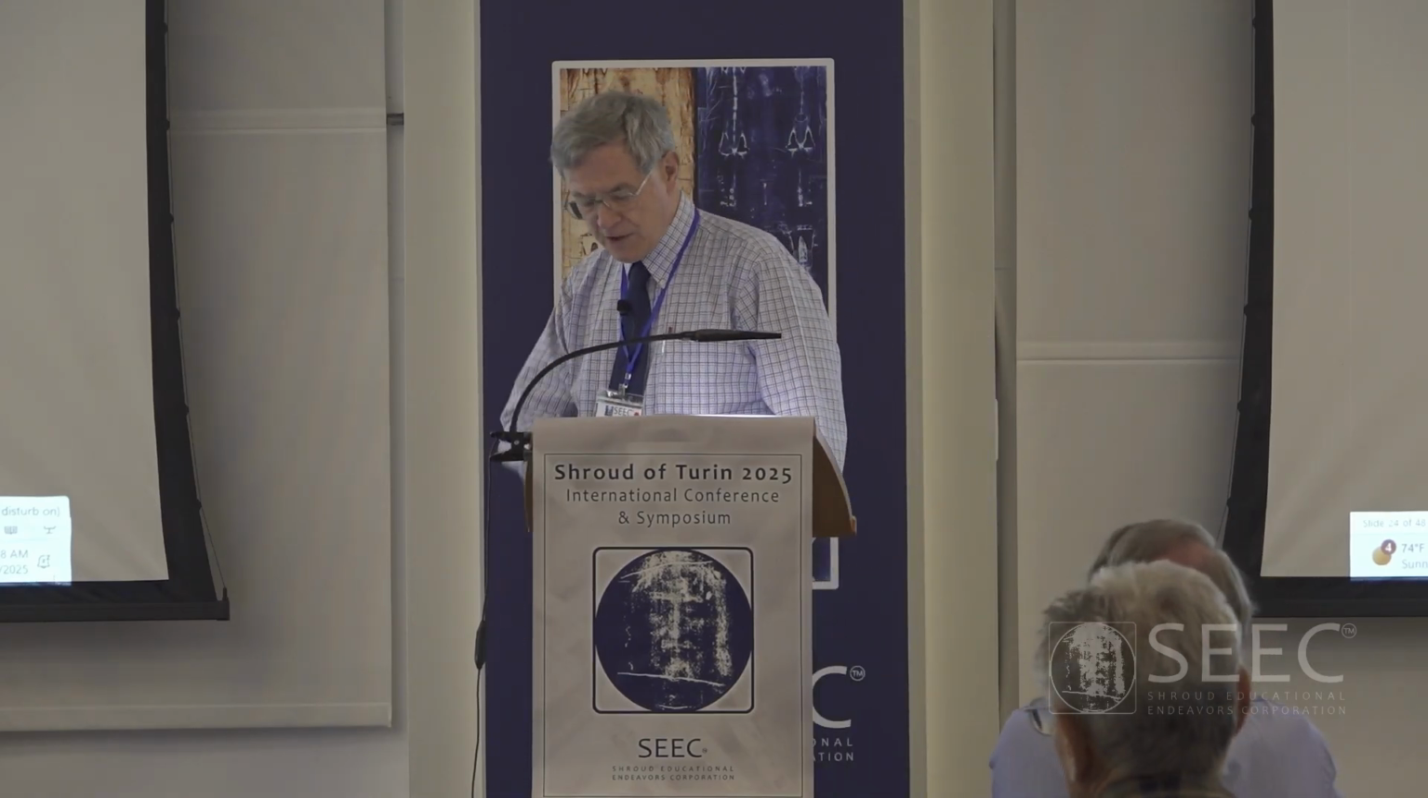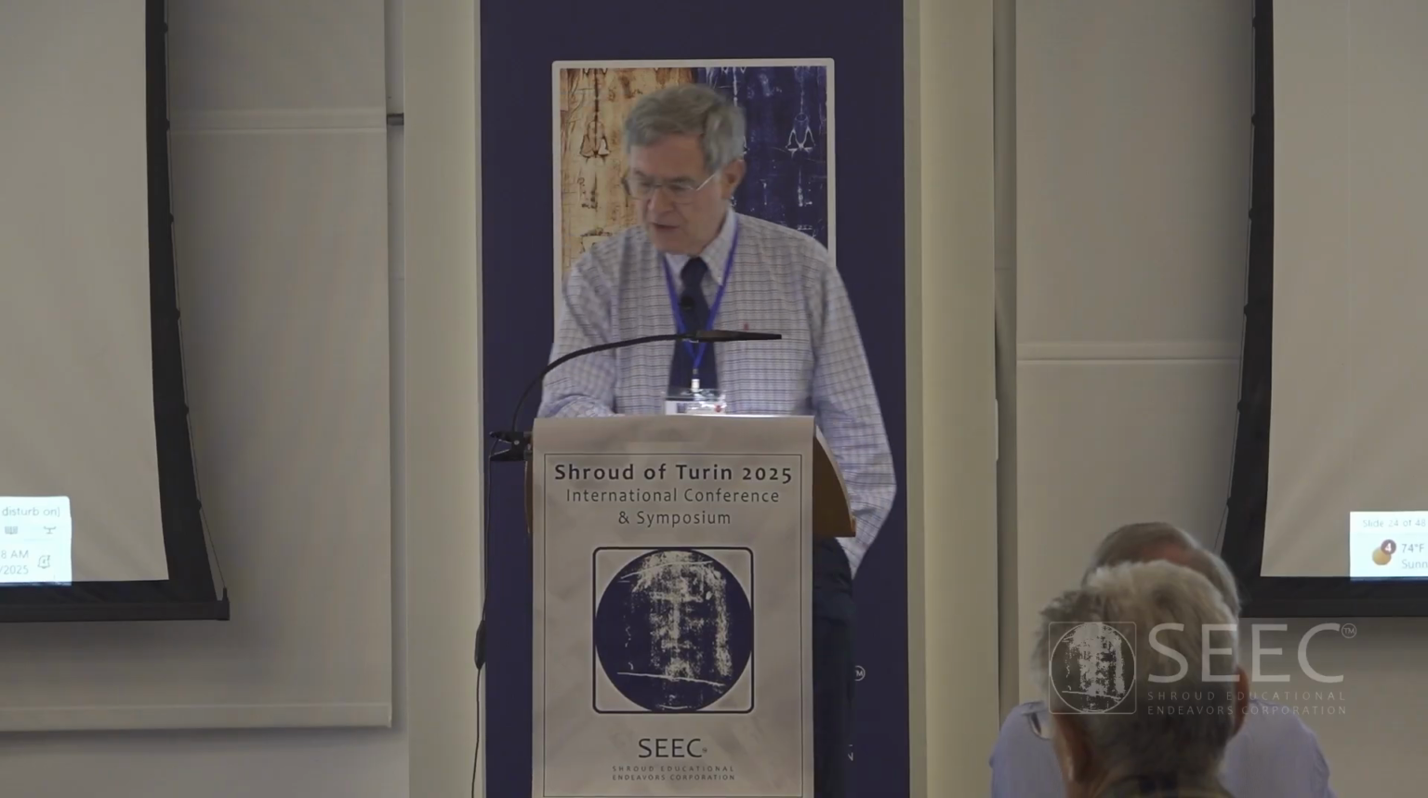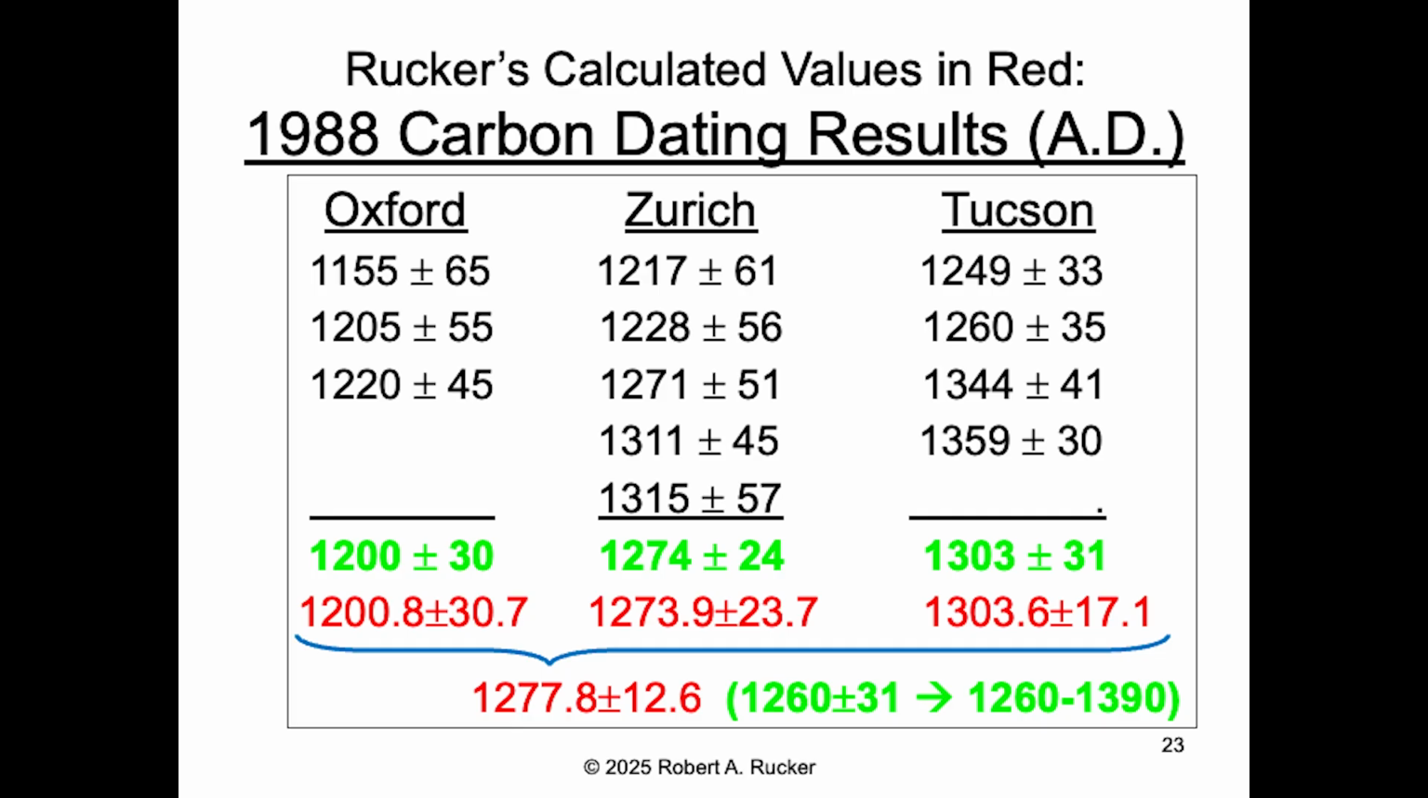Okay, so here are the dates. Oxford had three samples, Zurich five, and Tucson. Now the values from Damon, the report that was published in the British journal Nature, are in the green. And then my calculations are in the red. They bring it down to an average for each laboratory.